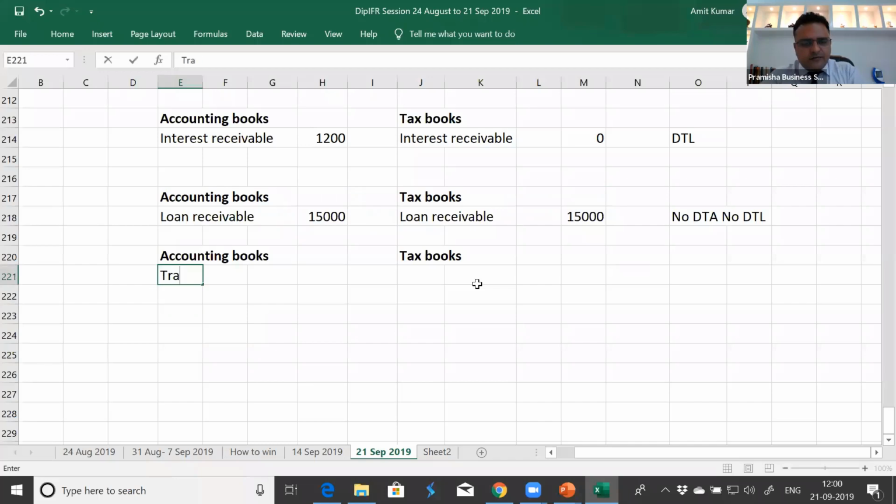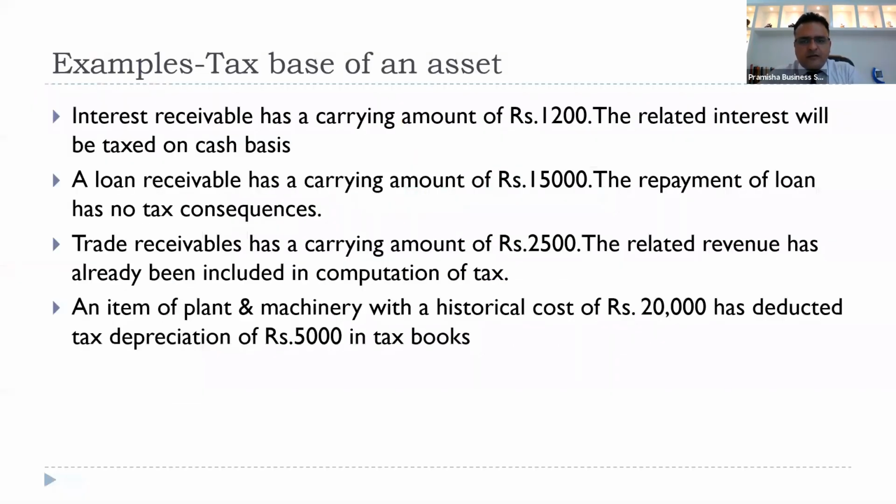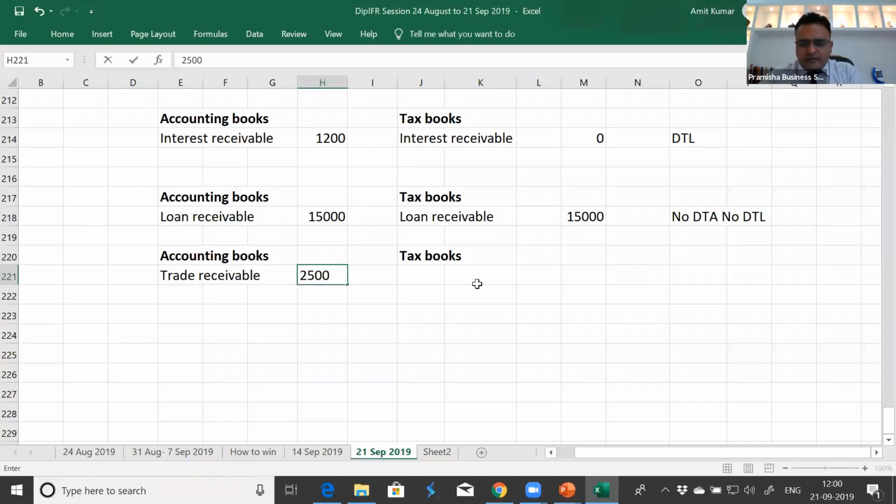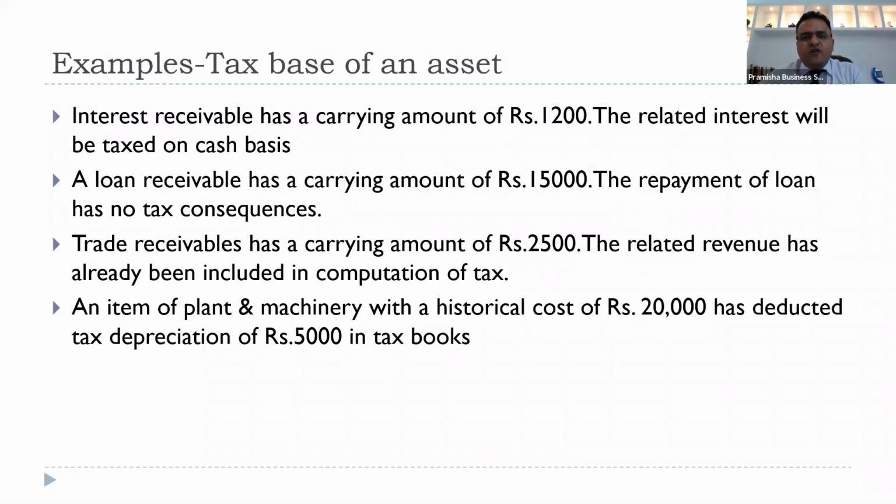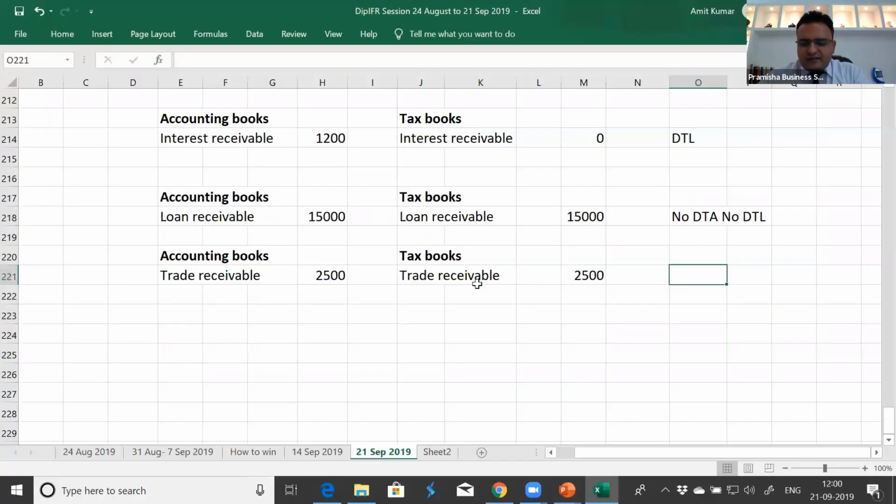Trade receivable, 2,500. They have also included 2,500. They did not wait for it to be received. They said okay, we are including it as part of your income, as part of computation of tax. They are not deferring it. Not deferring it means no DTA, no DTL. Agree?